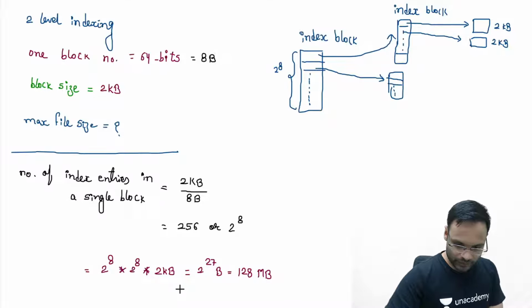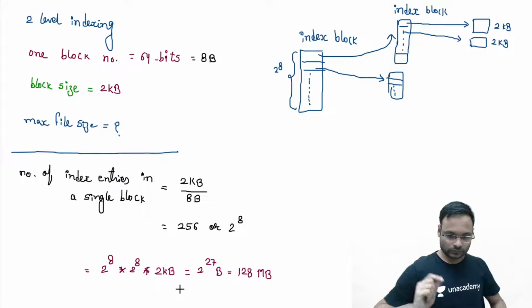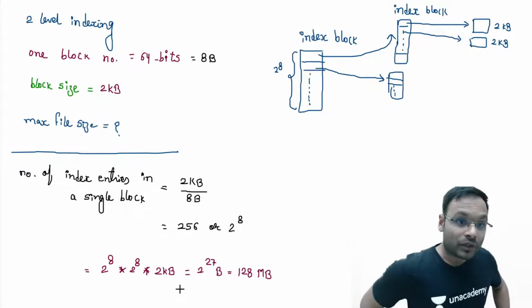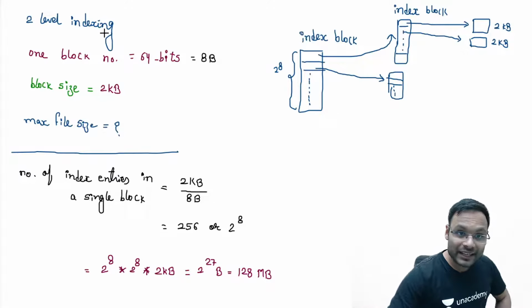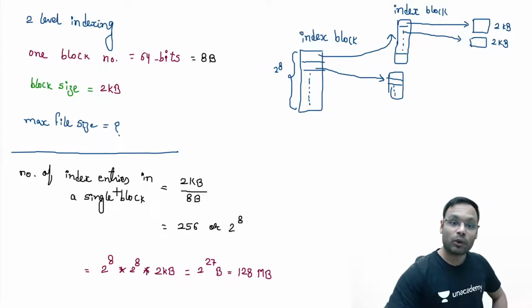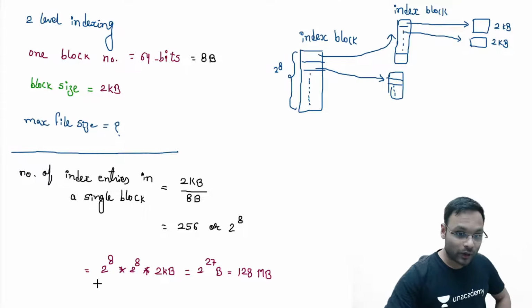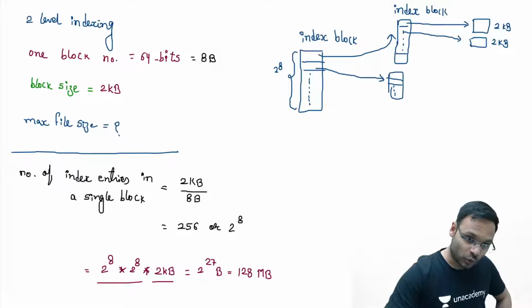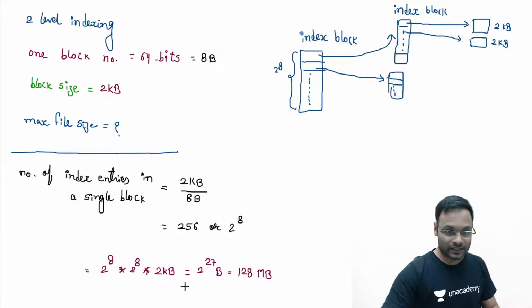Tell me now, is that fine? Did you understand? So if you are having 2 level indexing, in a single index block you can keep 2 power 8 entries. Hence 2 level indexing will have a total of 2 power 8 into 2 power 8 entries for the block numbering. Each block can store 2 kilobyte of file. So the answer will be the maximum file size this much.